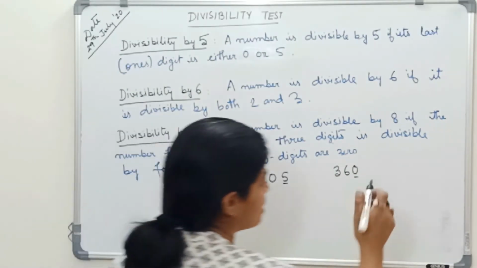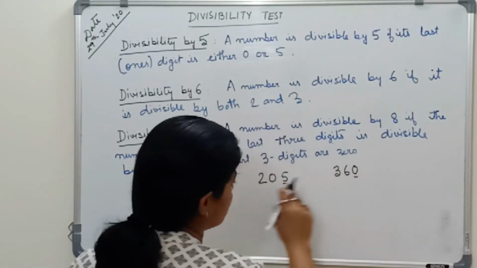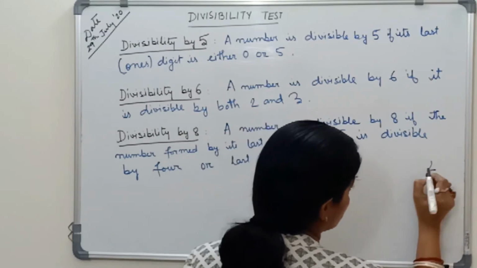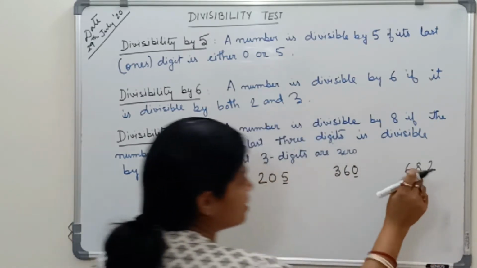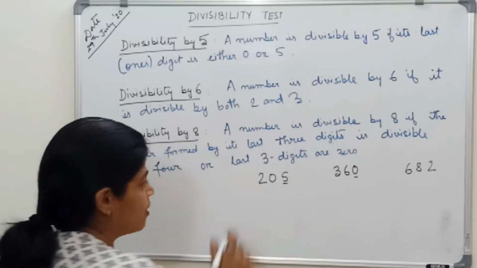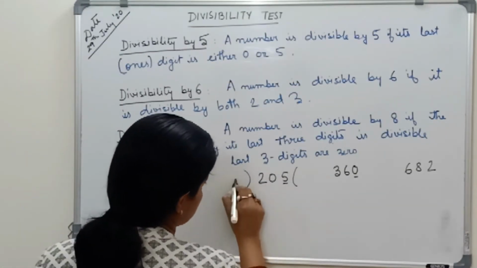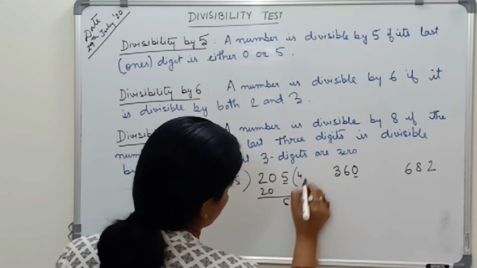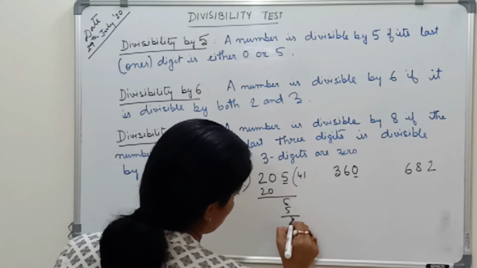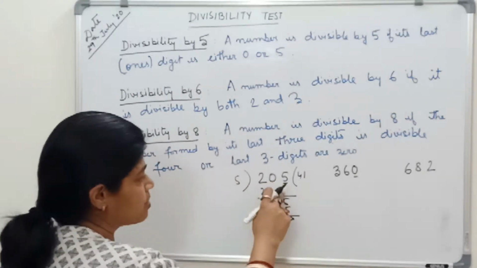And if I take a number whose last digit is not either 0 or 5, suppose the last digit is 2, 682, then this number will not be divisible by 5. Let's check whether this number is divisible by 5 or not. 5 fours are 20. So coming 5, 5 ones are 5. There is no remainder. So this is exactly divisible by 5.